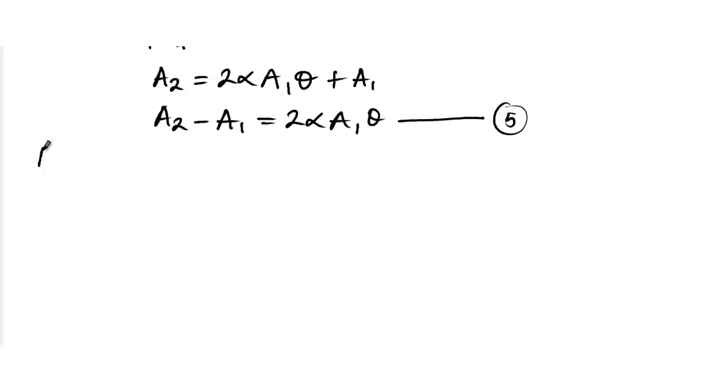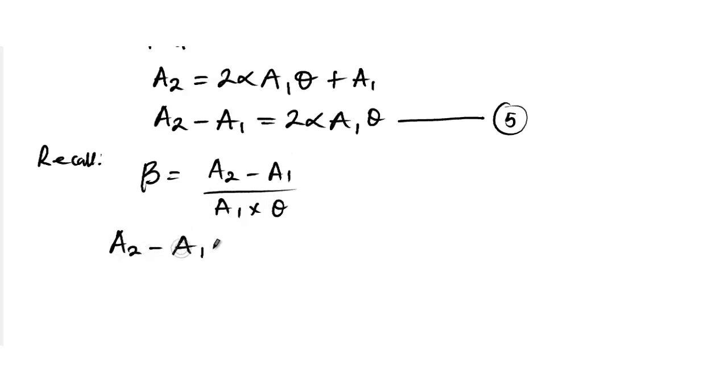But you need to recall that beta in this case is A2 minus A1 over A1 times theta. So if I cross multiply, A2 minus A1 is equal to beta A1 theta. Let me call this equation 2 star, because it is an extension of equation 2.